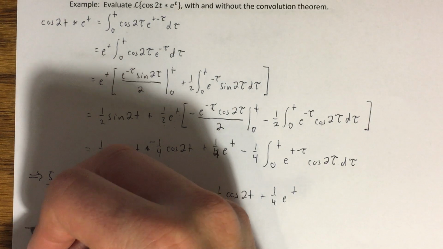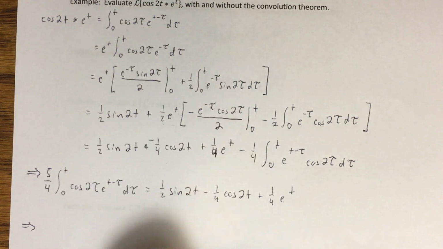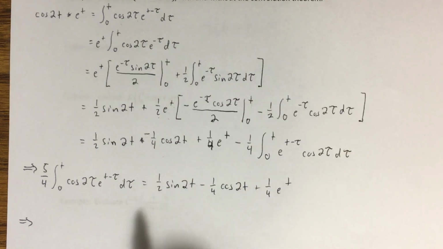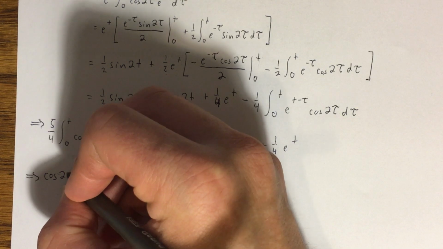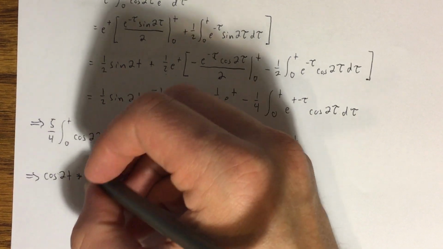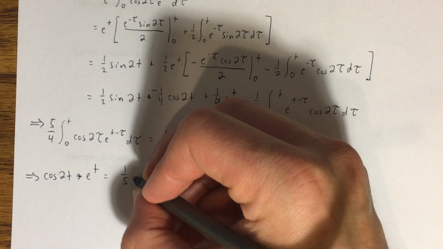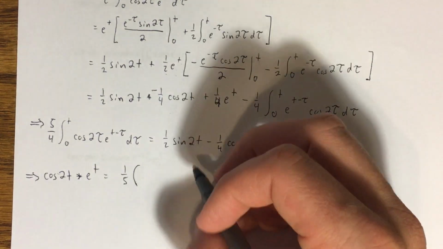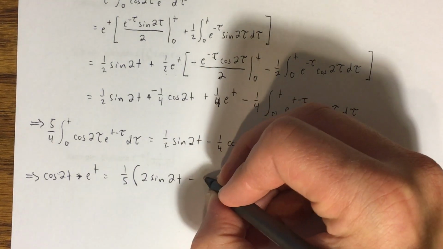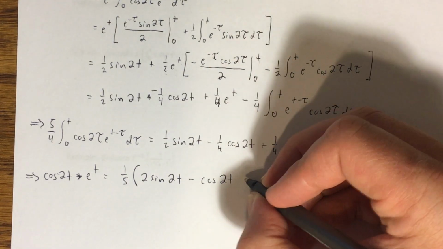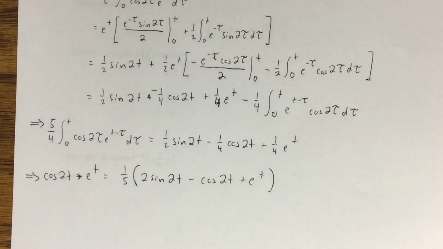Now I can multiply both sides by 4/5, and I'm going to keep a 1/5 out and also recognize that this integral is the definition of our convolution. So I'm going to have cosine of 2t, its convolution with e to the t, is equal to 1/5 times the 4 that would get distributed in here is going to give me a 2 sine of 2t minus cosine of 2t plus e to the t. Okay, so this would be just the convolution.